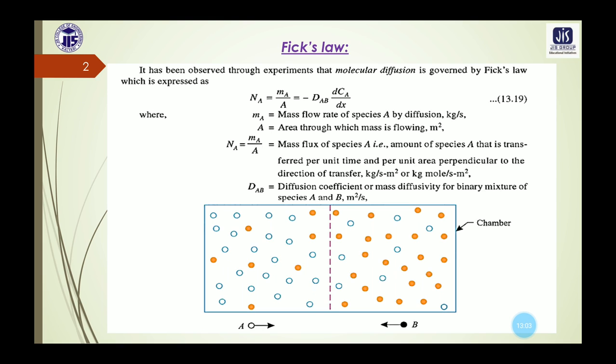Now, what will be this M_A by A? This is represented by N_A. This is the ratio of the mass flow rate divided by area for the species A. That means it is the mass flux of species A, the amount of species A which is transferred per unit time and per unit area perpendicular to the direction of transfer. The unit will be kg per second per meter square, or kg mole per second meter square.